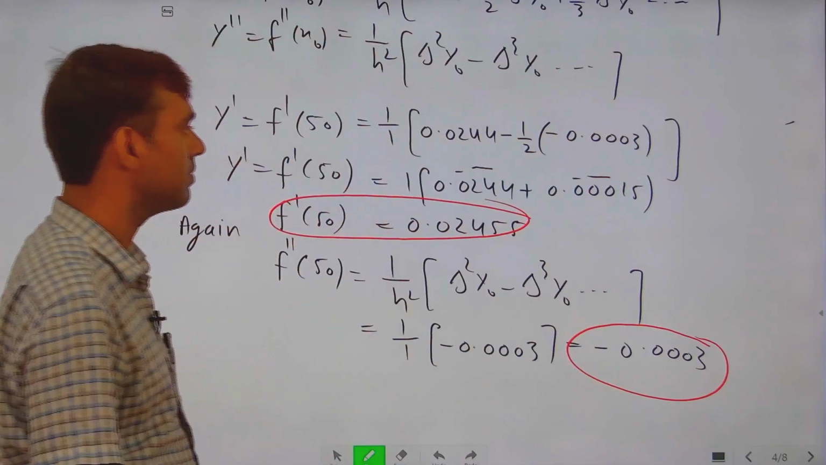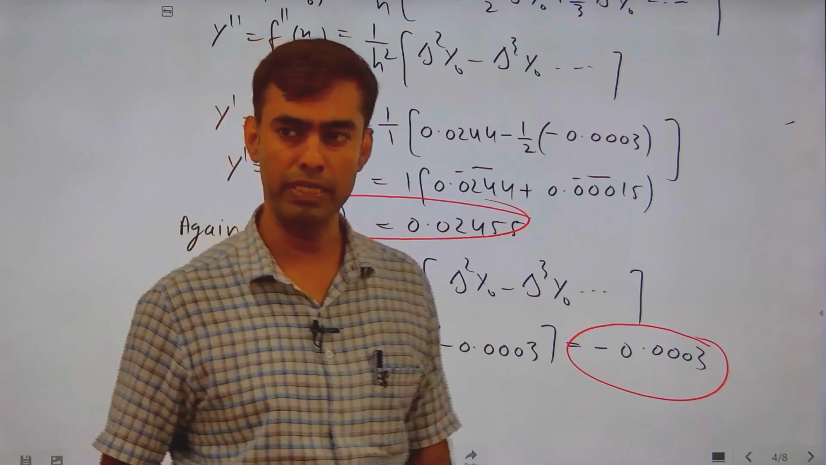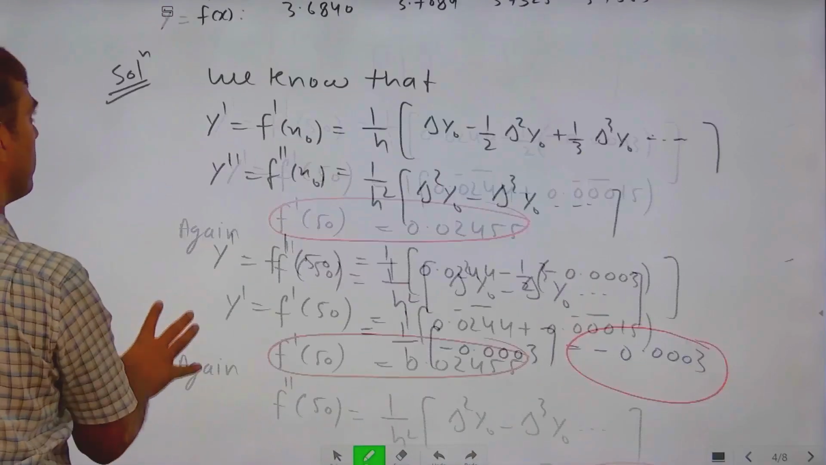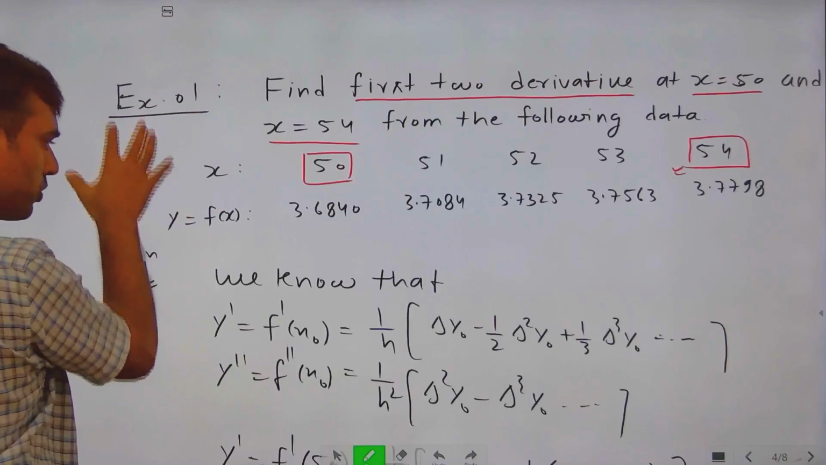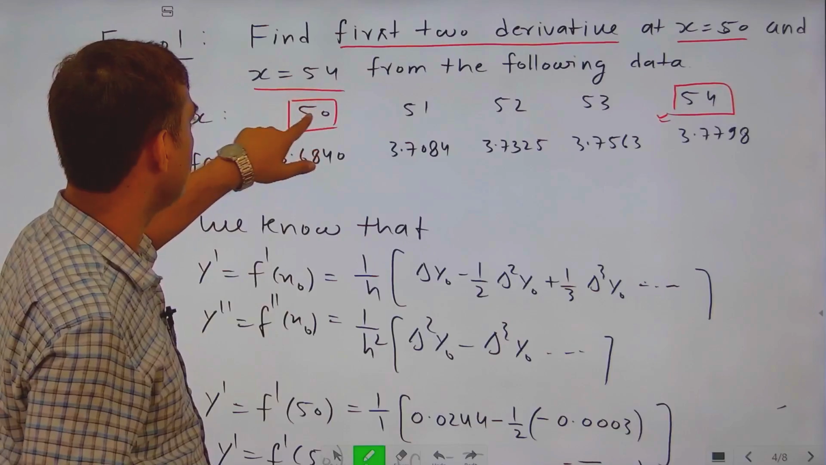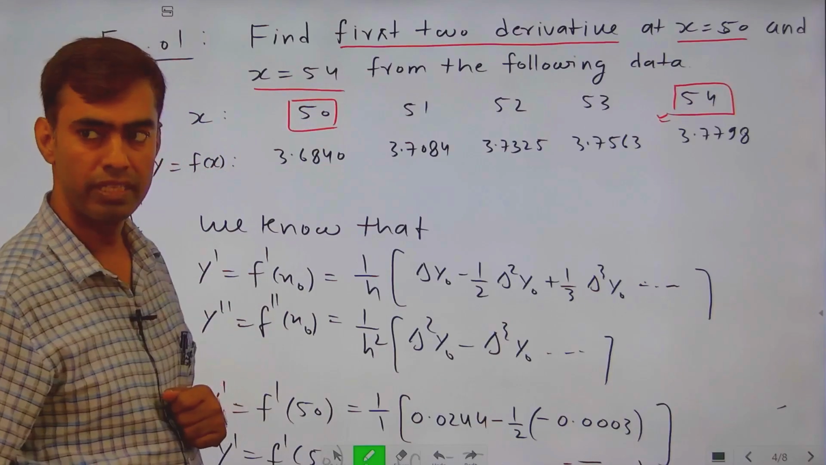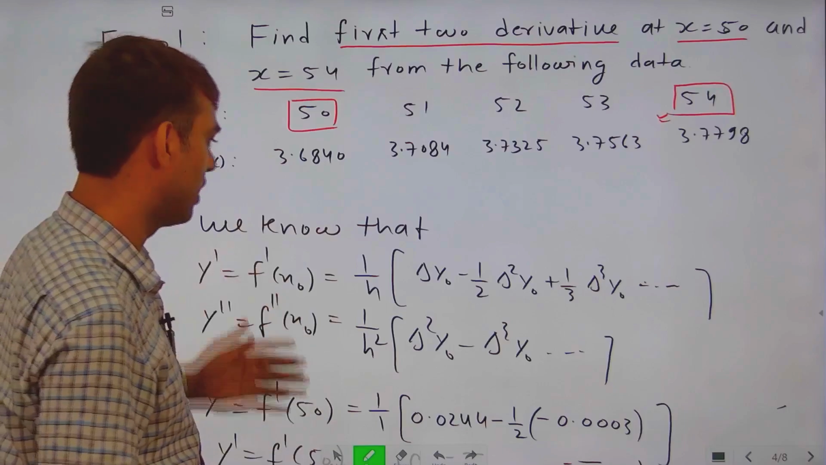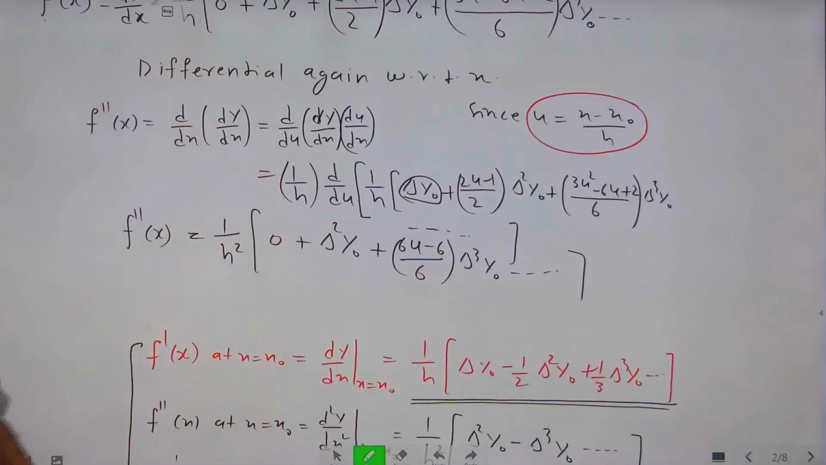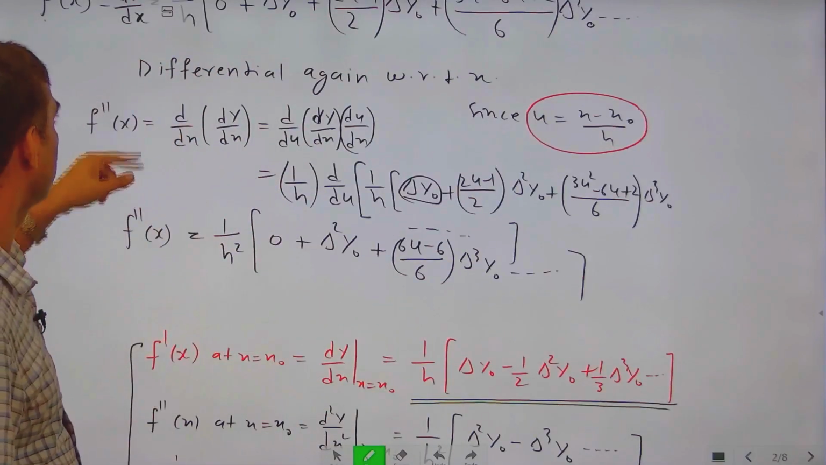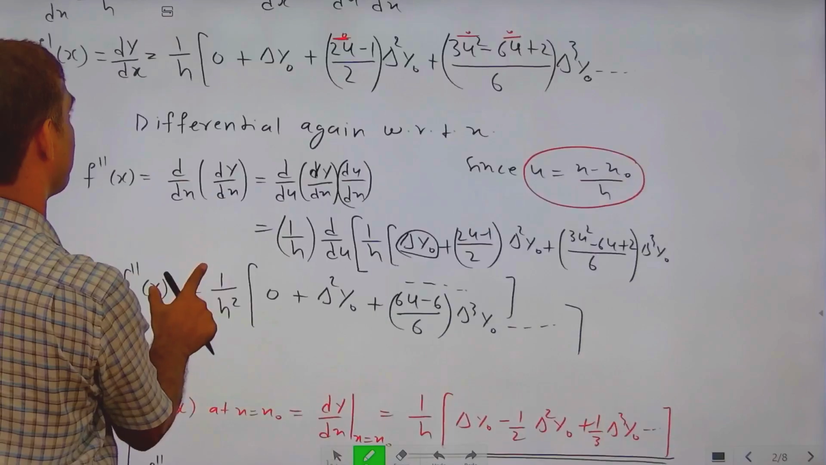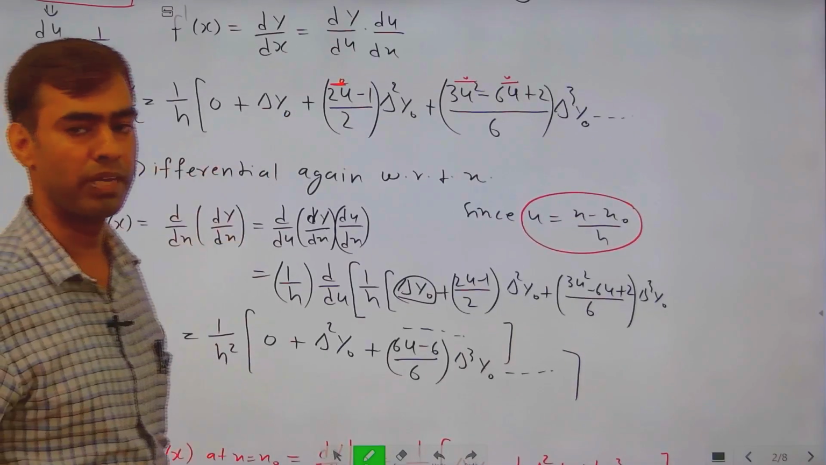So this is the way we find the solution if we try to find a derivative at an initial point. Suppose we try to find a derivative at x equal to 51, then again we use the forward interpolation formula, but we don't use this formula, we use the formula in terms of u. We use this formula of the second derivative. Similarly, for the first derivative we use this formula in terms of u.